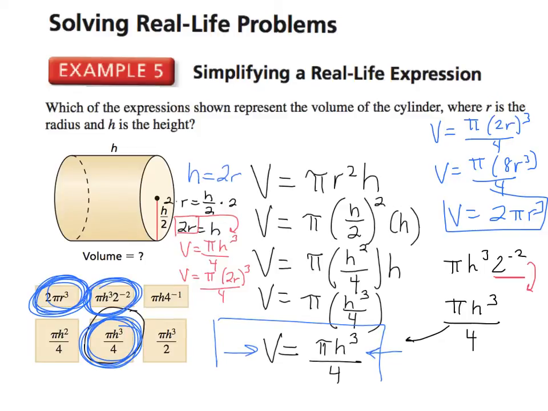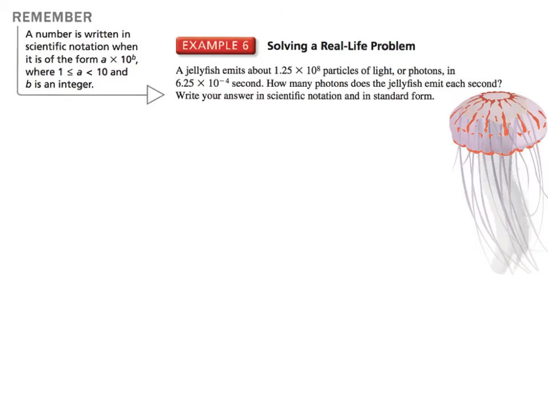The next one, though, 4 to the negative 1, that would go on bottom. That would not work. This one is pi h to the 2nd divided by 4. That would not work. And this is pi h to the 3rd divided by 2. And that would not work. So you actually have 3 equivalent answers here. All right, our last example involves scientific notation, which you learned last year.